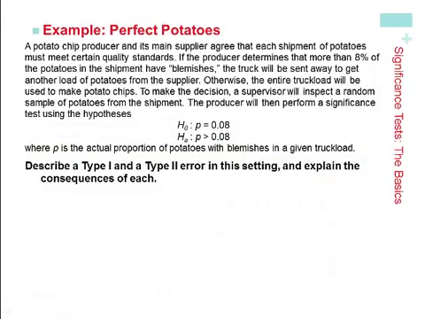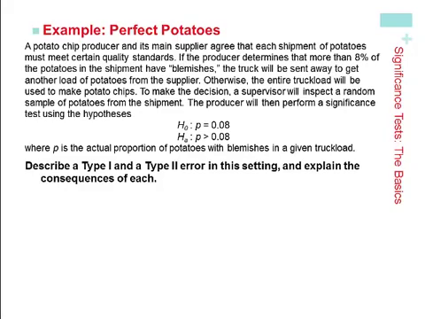Let's look at this example. Perfect potatoes. A potato chip producer and its main supplier agree that each shipment of potatoes must meet certain quality standards. If the producer determines that more than 8% of the potatoes in the shipment have blemishes, the truck will be sent away to get another load of potatoes from the supplier. Otherwise, the entire truckload will be used to make potato chips.